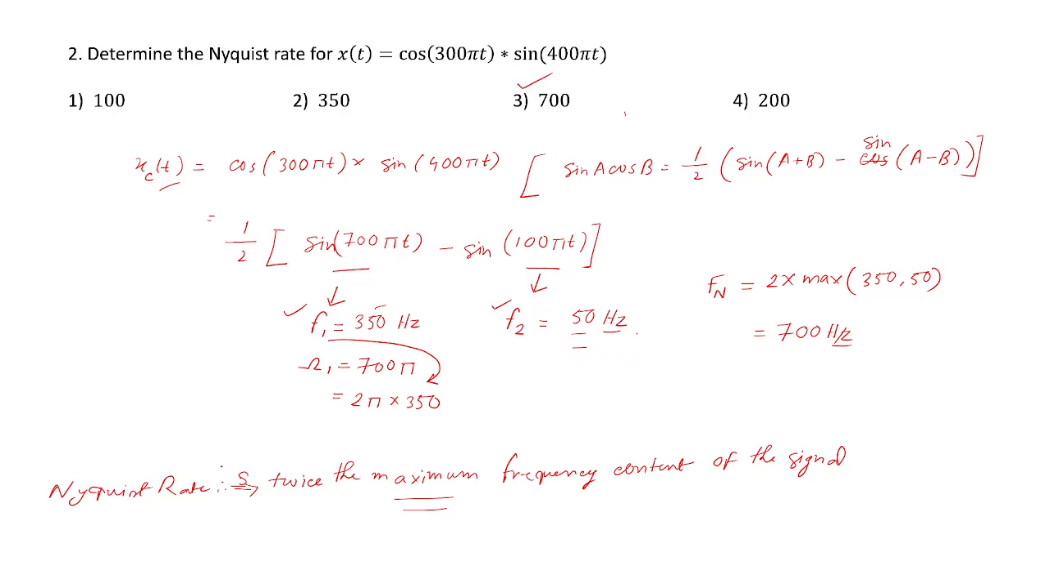In the definition of Nyquist rate, this maximum part really plays a role. No matter how many frequency components your x(t) contains, you should always consider the maximum frequency while computing the Nyquist rate. Twice the maximum frequency is going to be your Nyquist rate, no matter how many frequency components your signal possesses. So that's a really important thing.